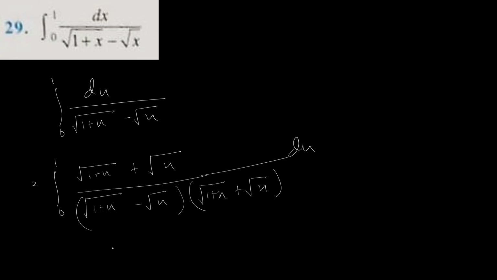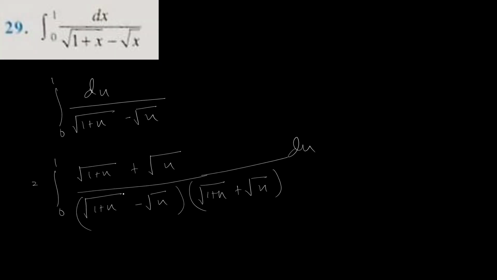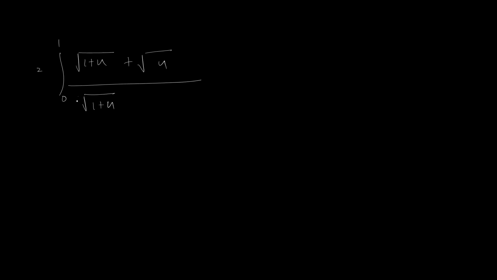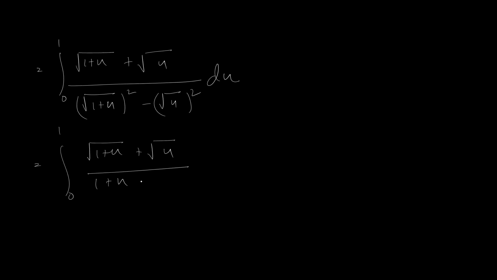So this is equal to the integral from 0 to 1 of the numerator, root of 1 plus x plus root x, divided by root of 1 plus x the whole squared minus root x the whole squared, dx. So this will be the integral from 0 to 1 of root of 1 plus x plus root x, divided by 1 plus x minus x, dx. This cancels out, leaving the integral from 0 to 1 of root of 1 plus x plus root x, dx.